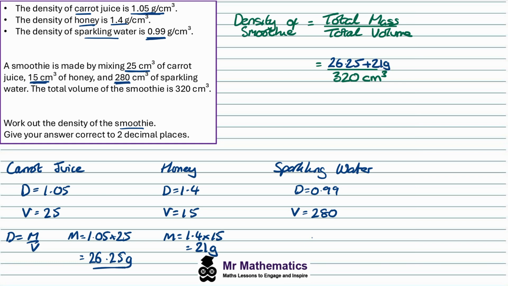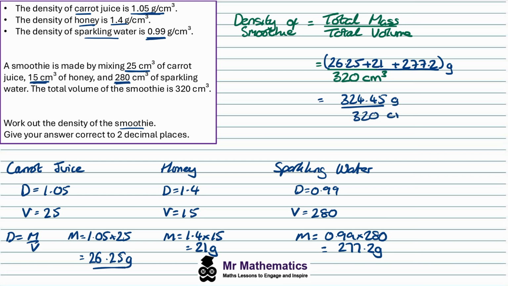And for the sparkling water, we'll have the density multiplied by the volume of 280, which gives us 277.2 grams. And we know the total mass is in grams. So we'll have 324.45 over 320. And this is grams per centimeter cubed. So when you work this out, we get 1.0139 grams per centimeter cubed.